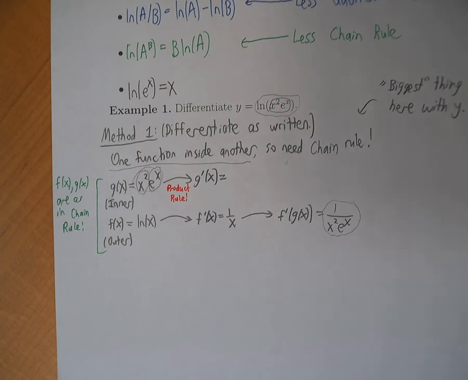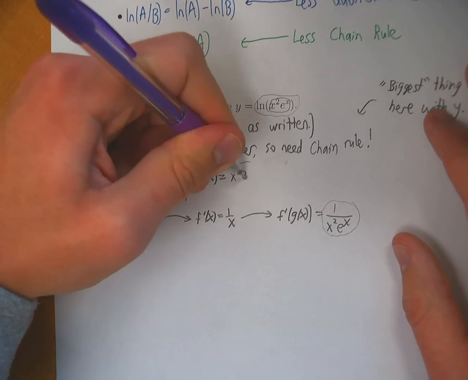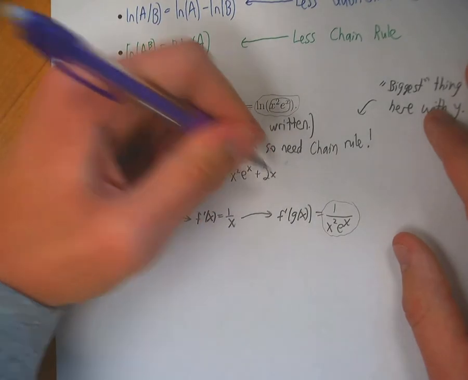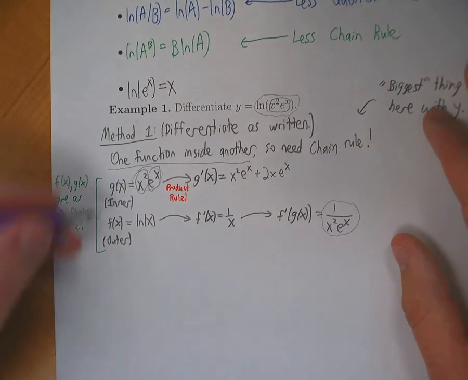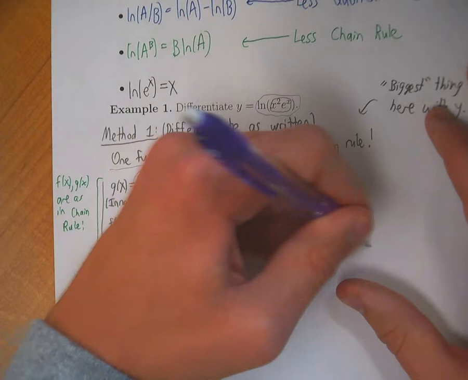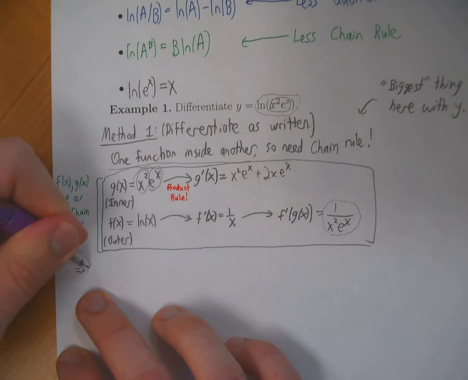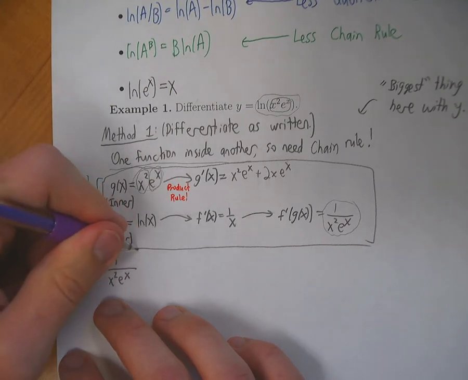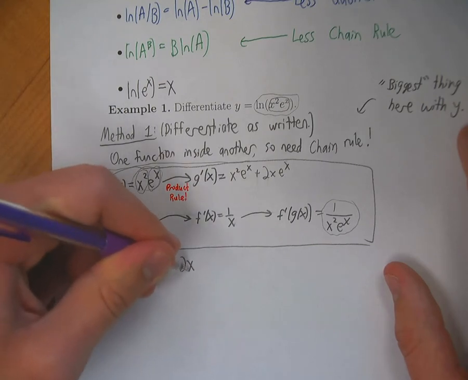X squared times e to the x plus 2x times e to the x. Good. So we have the first function times the derivative of the second, so just e to the x, and then plus the derivative of the first function, 2x, times the original second, so e to the x. Good. So now that we have all that, y prime is equal to 1 over x squared times e to the x times g prime of x, which is x squared e to the x plus 2x e to the x.